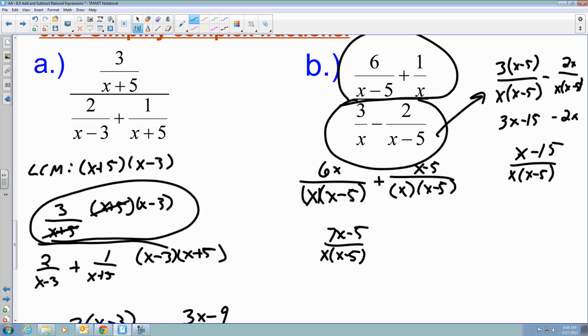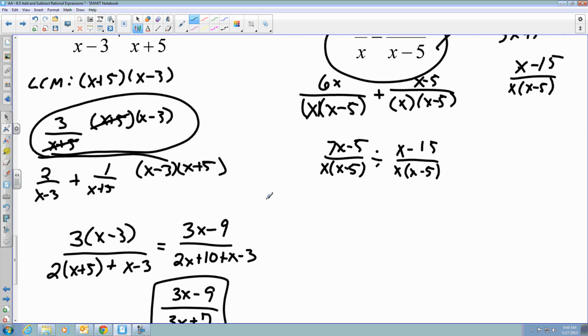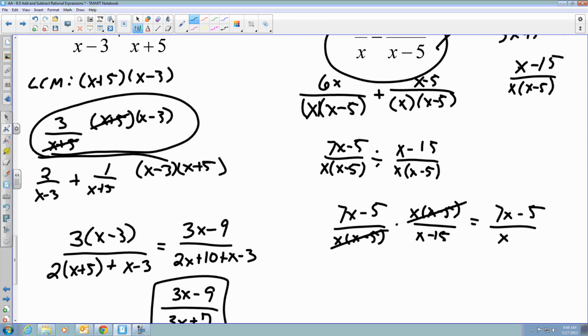So here, I'm going to say 7x minus 5 over x minus 5, divided by x minus 15 over x times x minus 5. But we know that when we divide by fractions, we multiply by its reciprocal, so we leave this the same. We multiply it by x minus 5 over x minus 15. These cancel. So now we're left with 7x minus 5 over x minus 15.